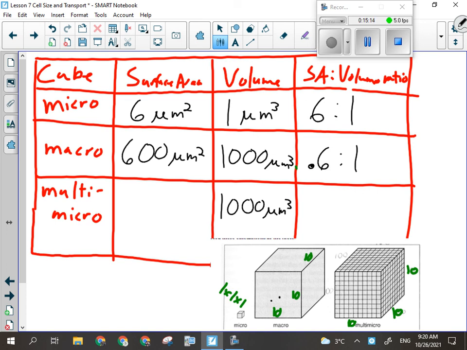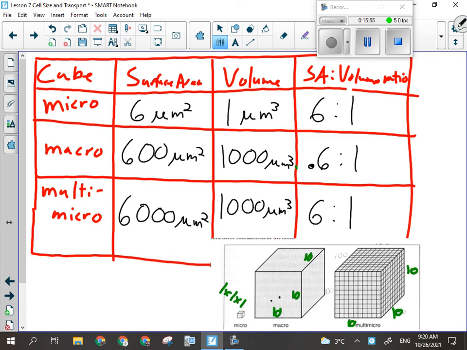So micro's surface area was 6. There are 1,000 of those in multi-micro. What's the surface area of multi-micro? 6,000 square micrometers. What's that make our ratio? 6 to 1. Do you think that's by accident, that it's exactly the same as a single cell? It's not. This is the advantage of being multicellular.